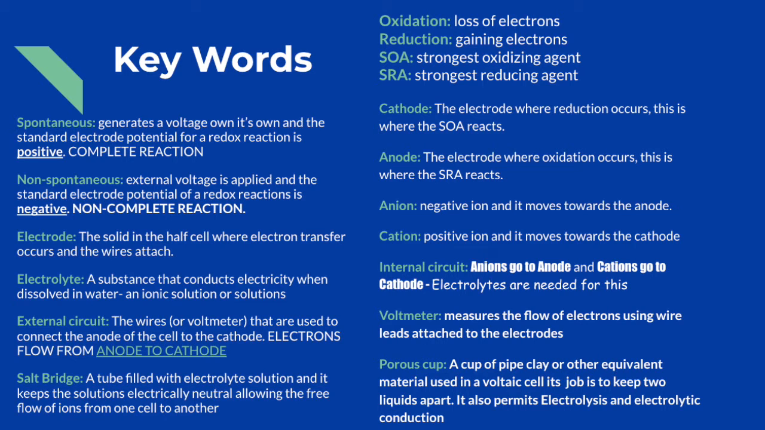And last is the porous cup. A cup of pipe clay or other equivalent material used in a voltaic cell, and its job is to keep two liquids apart. It also permits electrolysis and electrolytic conduction.